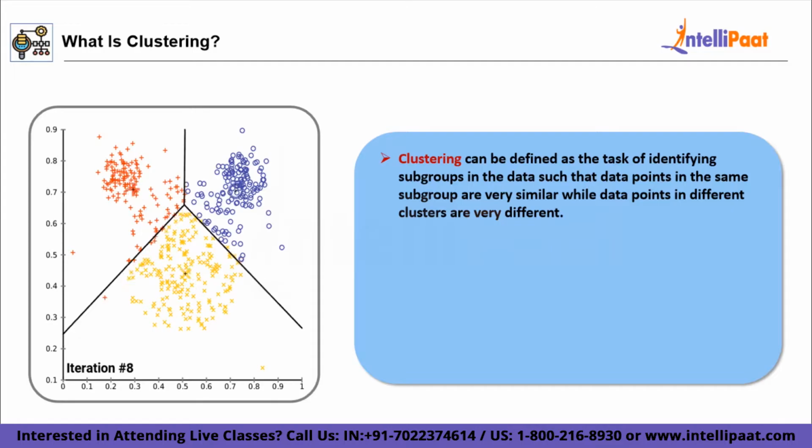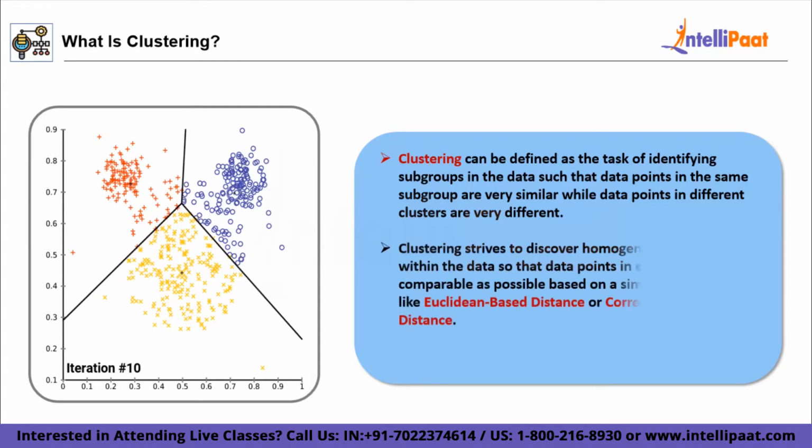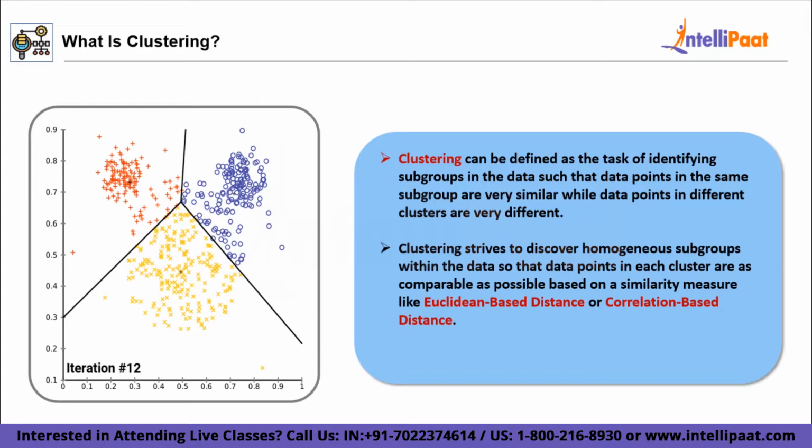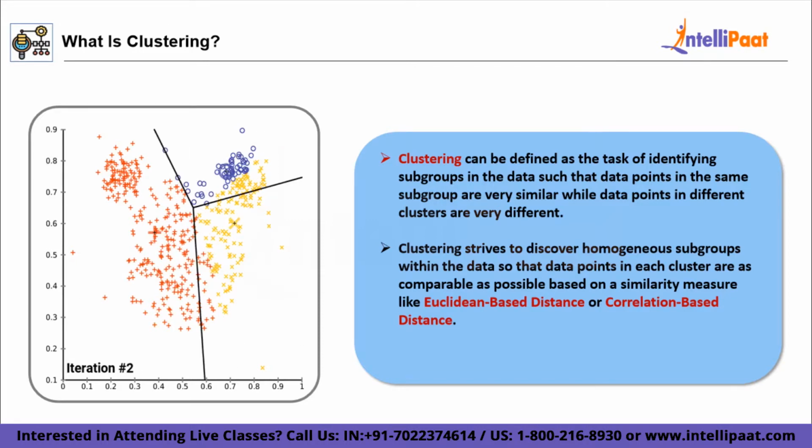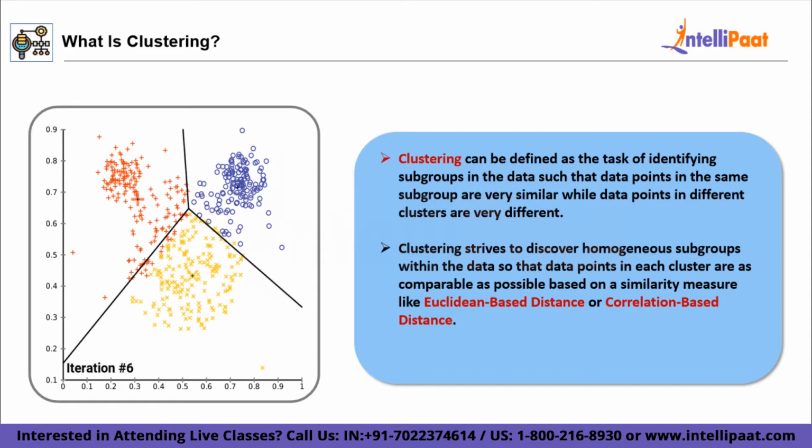In other words, we strive to discover homogeneous subgroups within the data so that data points in each subgroup or cluster are as comparable as possible based on a similarity measure like Euclidean-based distance or correlation-based distance. Guys, the choice of similarity metric to utilize depends on the type of problem you are solving or your dataset.